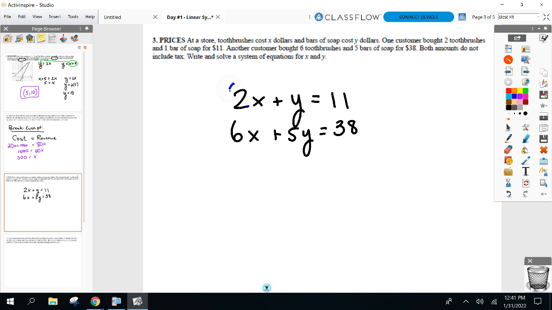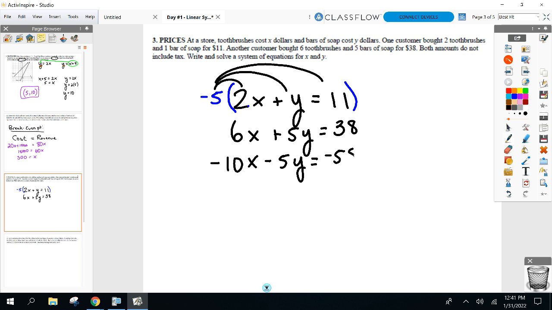I'm just going to go with the first one. Multiply it by negative 5. If you want to multiply by negative 3, go. We're going to get the same answers at the end. Distribute. -10x minus 5y. And this is where I get fired up because kids forget all the time. You have to distribute all the way through, including on the other side of the equal sign. -55. Don't forget to distribute on the other side.